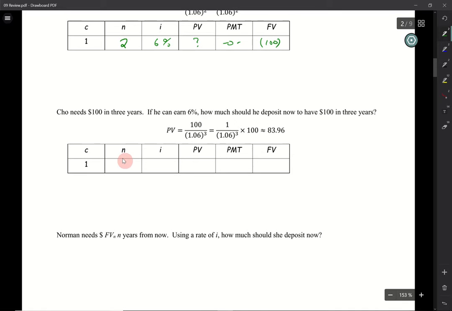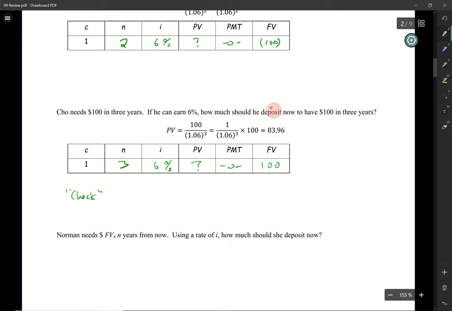So if you're doing this from scratch, this would be 3 years. The interest rate would be 6%. Present value is what you want to calculate. There's no annuity, and here what they want in the future is $100. And so if you deposit $83.96 and you leave it there untouched for 3 years, if you're earning 6% compounded annually, then you'll have your $100, right?